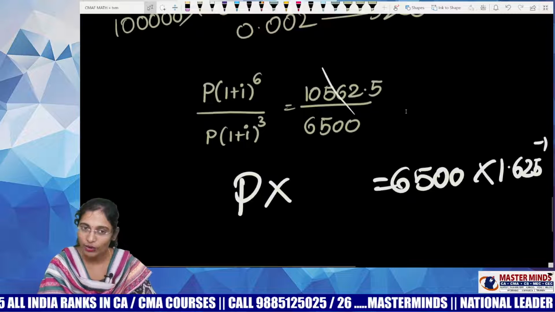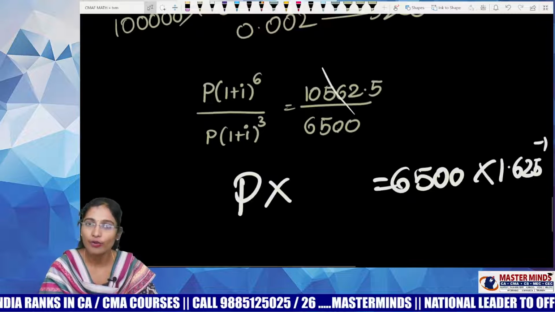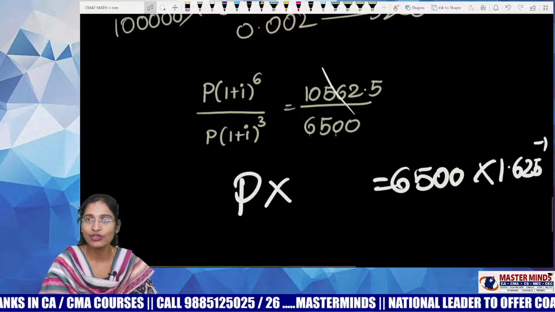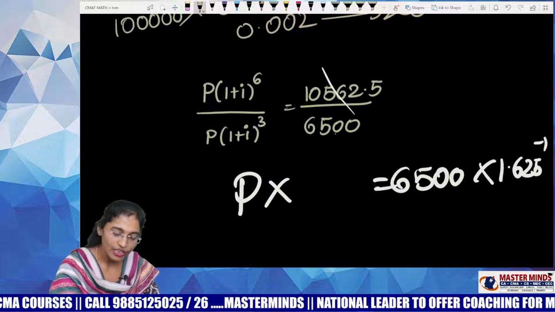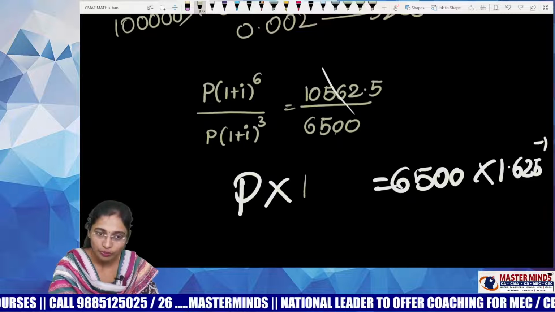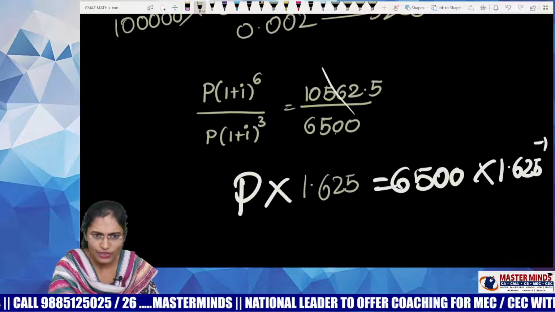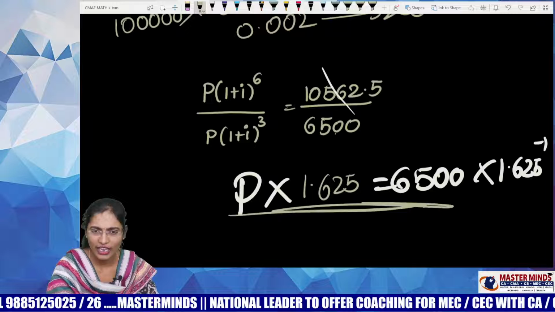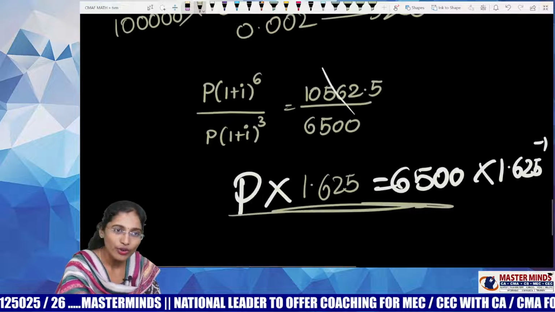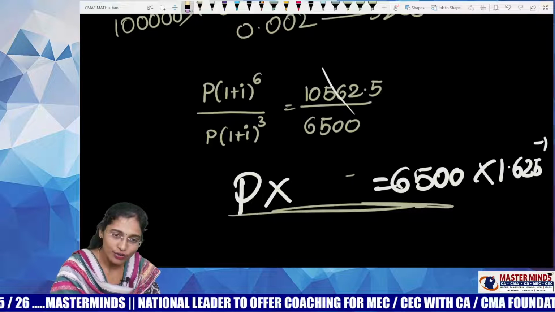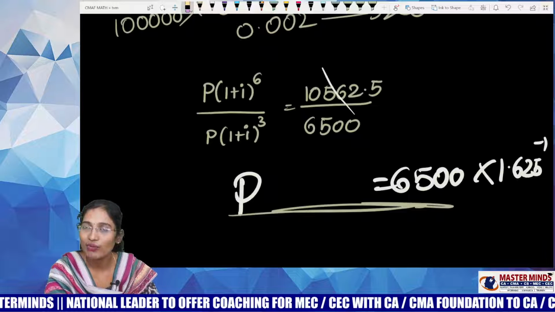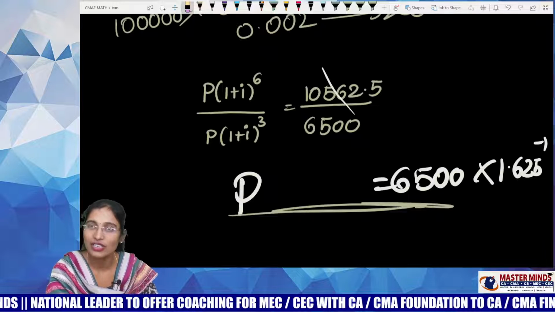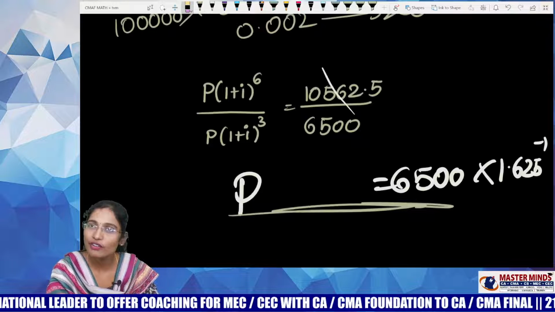What am I doing? I'm doing 10,562.5 by 6500. What answer did I get? Sorry, I got 1.625. So I got P into 1.625 equal to 6500. What am I doing? I'm taking this 1.625 to the right side. When it goes to the right side, what happens to it? The inverse. I have to calculate the 1.625 inverse.